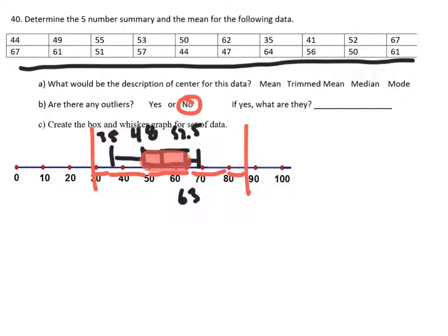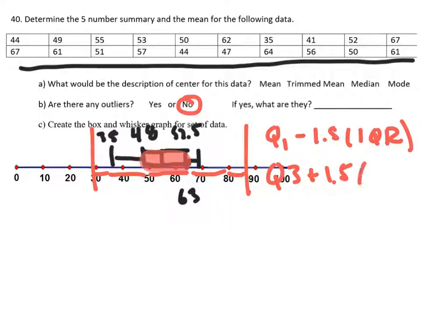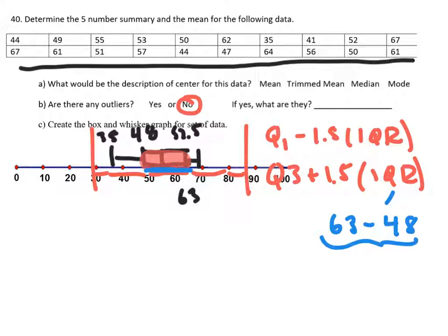Our answer is no. Now again, the way you test that is there's a formula. It's Q1 minus 1.5 times your IQR, and Q3 plus 1.5 times your IQR. And the IQR, the interquartile range, is the difference, which in this case would be 63 minus 48. That value is your IQR. So anyways, the answer is no to this.